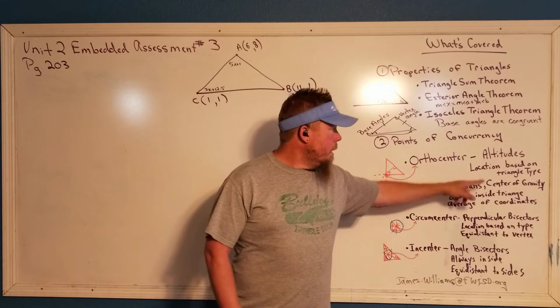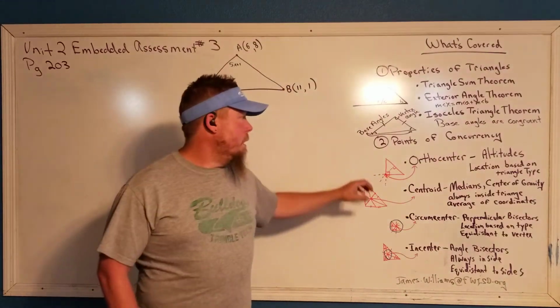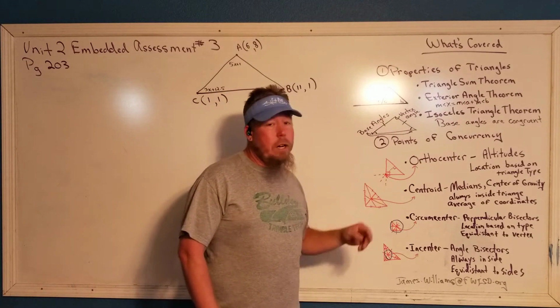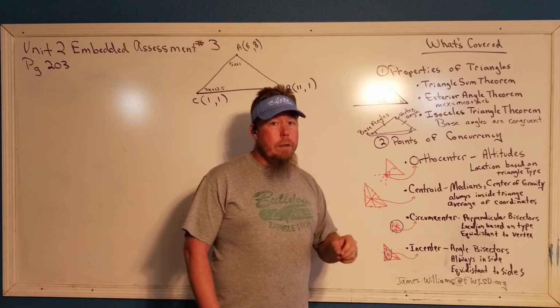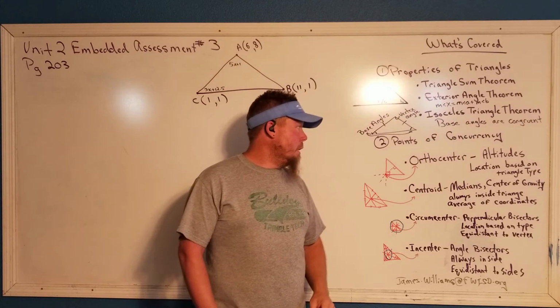Now, notice I said location is based on triangle type. For the orthocenter, if it is a right triangle, it's actually on the triangle. In fact, it's at the right angle. The orthocenter of a right triangle is going to be right there at the right angle. It's a really nice little bonus.